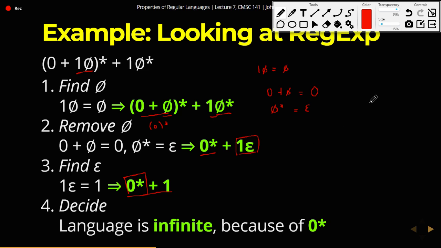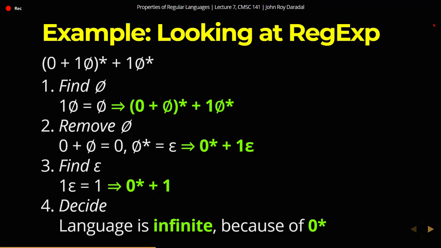Okay, so that is how you determine if a given language is infinite or not given its regular expression. Simplify it first by removing the nulls and the epsilons. So we write their equivalent expressions, and then the resulting regular expression, we examine whether it has a closure, and if it has, then it is infinite. Okay, so that is the infiniteness problem.